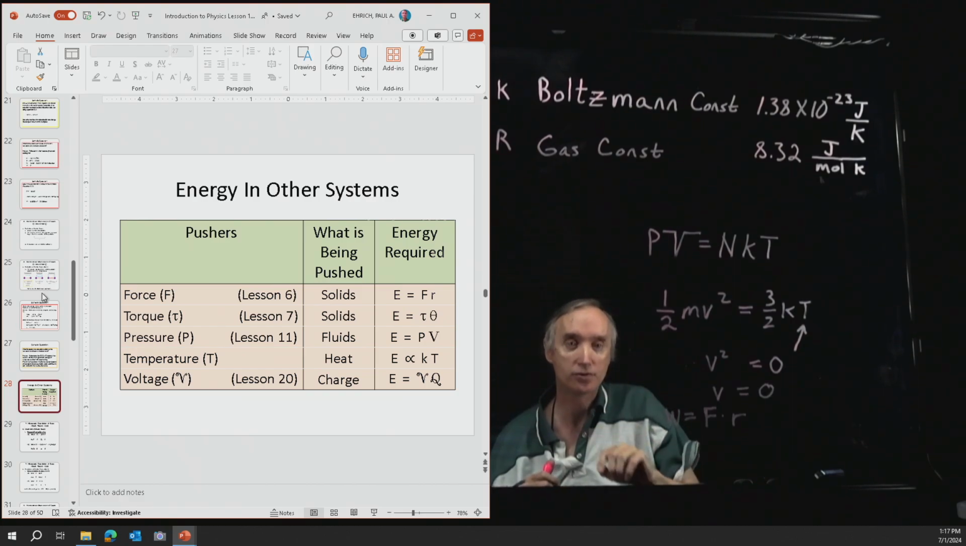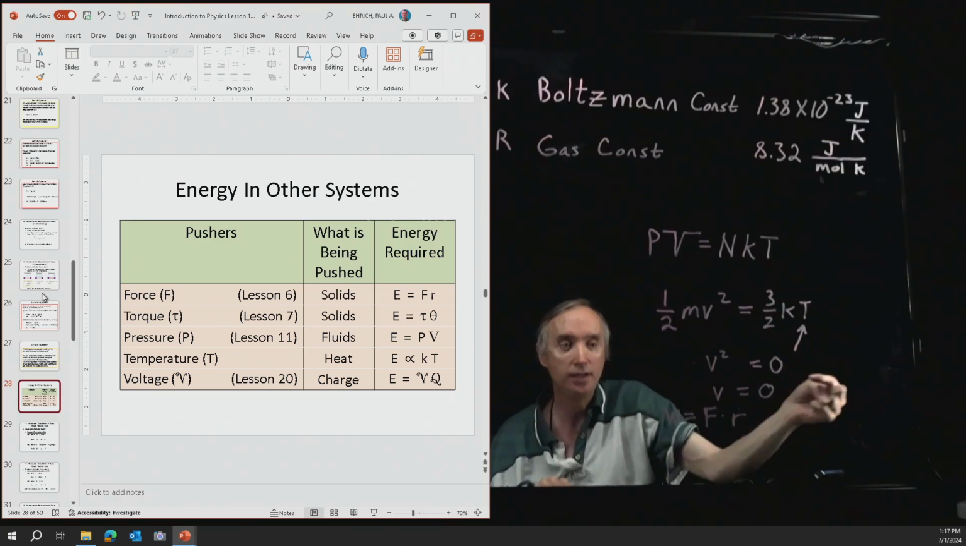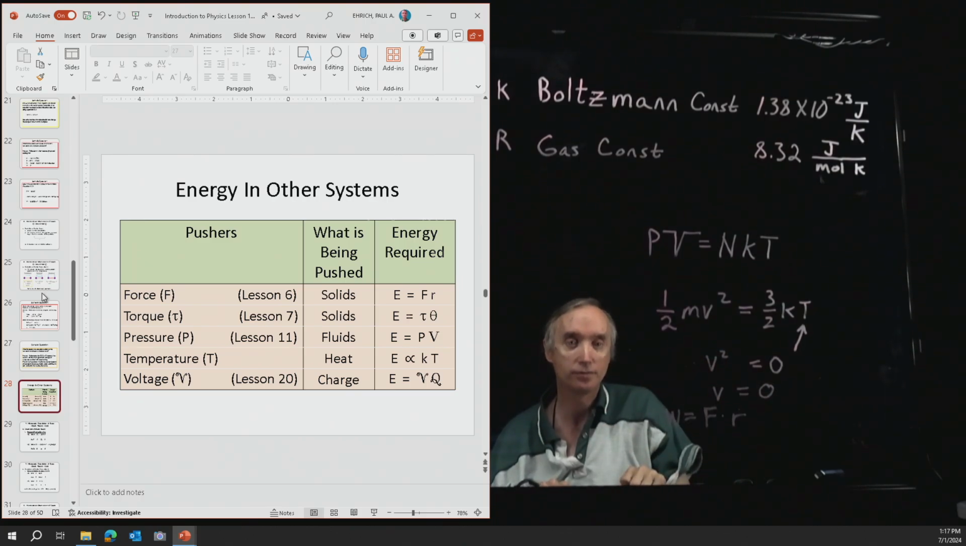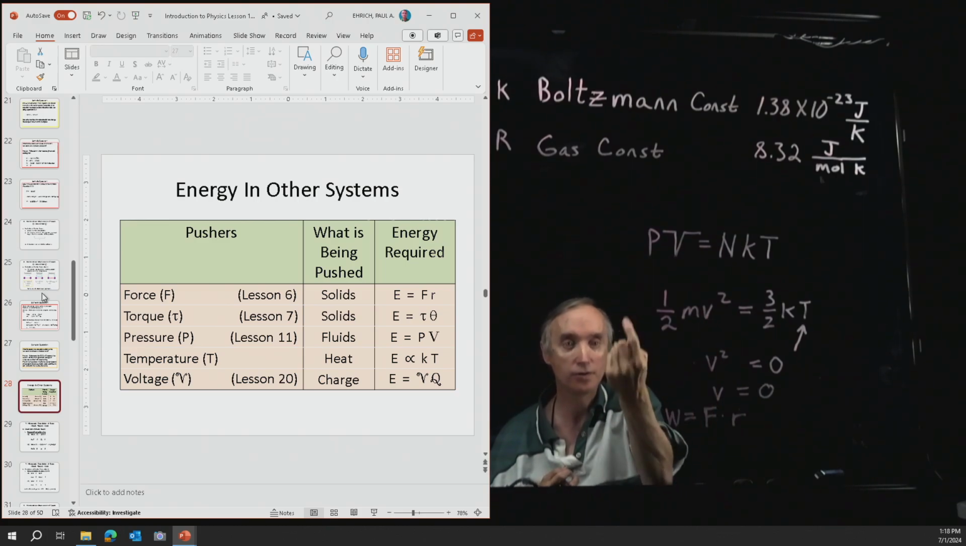And now look at temperature. So we've been talking about temperature T, and it is going to be the pusher of heat. So if this object over here is hotter, has a higher temperature, than this object over here, heat is going to flow in that direction. So you can think of temperature as being a pusher, and it's going to be pushing heat. And so we have just learned that the energy of heat is proportional to the temperature. So if you increase the temperature, you increase the amount of energy that you give a system.